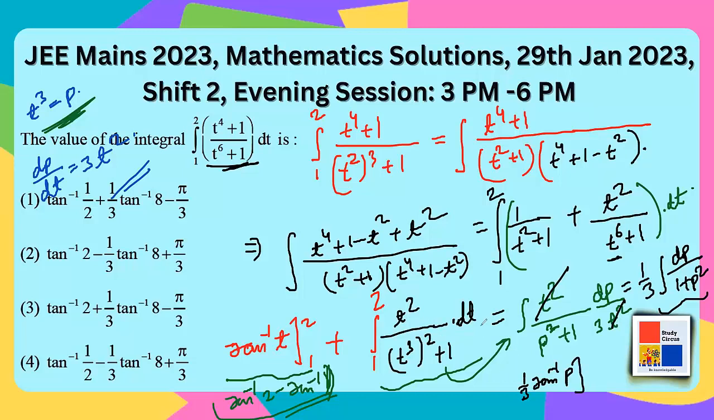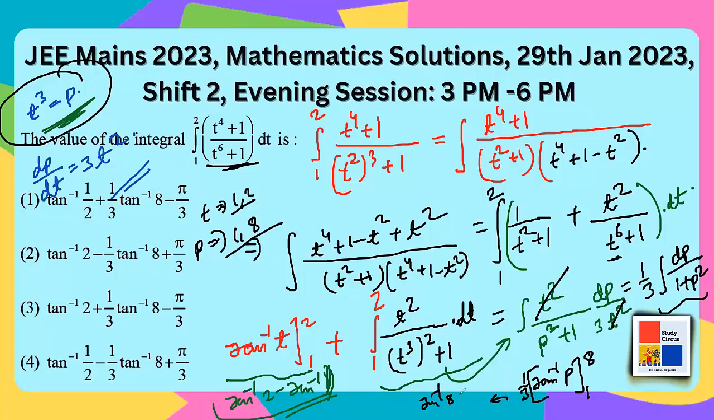But since we have changed the variables, t cube is p. So t was from 1 to 2, so p is going to be from 1 to 8 now, right? If t is 1, p is 1. If t is 2, p is 8. So here the limit is 1 to 8, right? So this part will ultimately become tan inverse 8 minus tan inverse 1 upon 3.